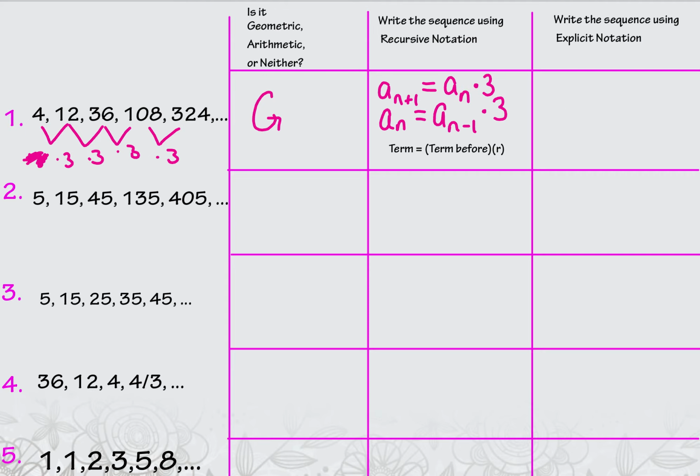Okay, the explicit notation is this. To find any term, we start with the first term and then multiply by the common ratio n minus 1 times. What? What is she saying? Oh my God, this is so confusing. Well, let's look at this a little closer.